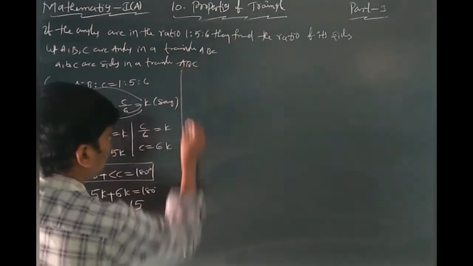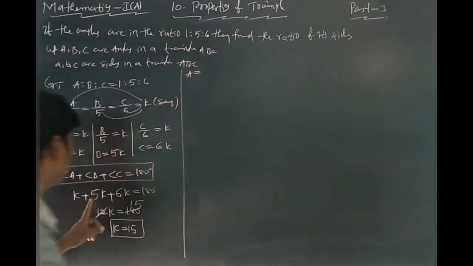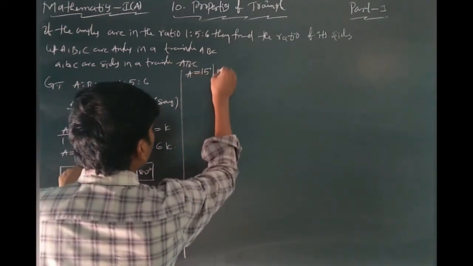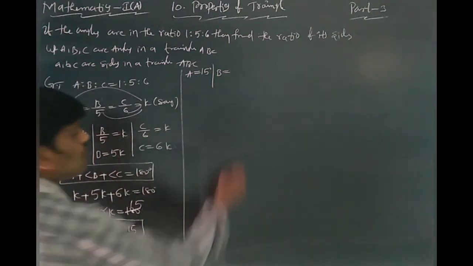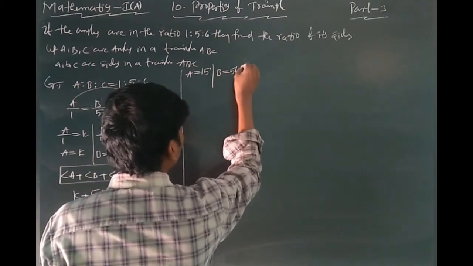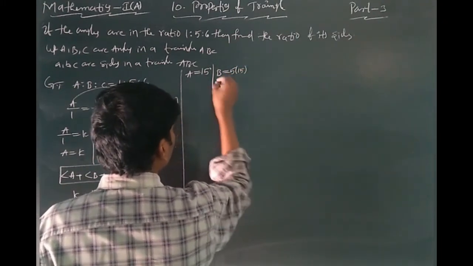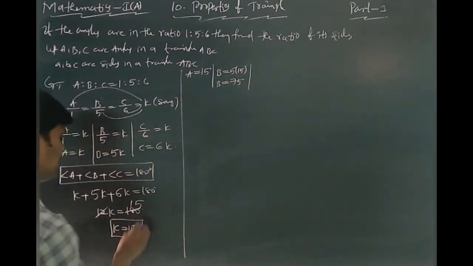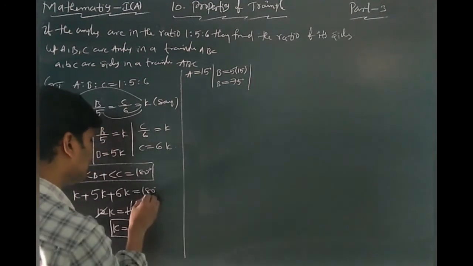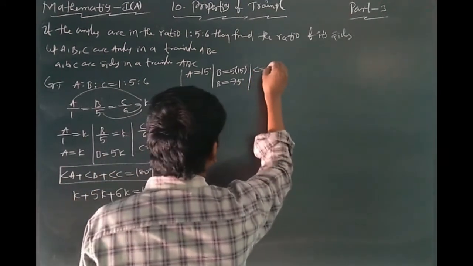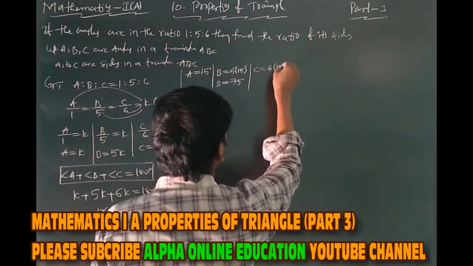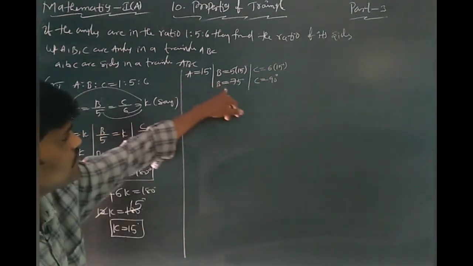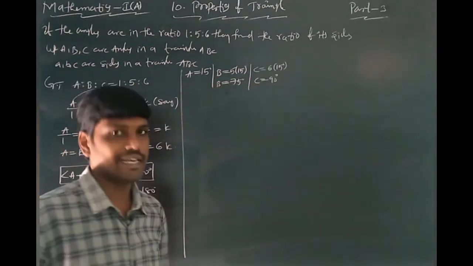Then you can find A. A is equal to K, and the K value is 15 degrees. B is equal to 5K, 5 into 15 degrees, which is 75 degrees. C is equal to 6K, 6 into 15 degrees, which is 90 degrees. So angle A is 15 degrees, angle B is 75 degrees, angle C is 90 degrees.